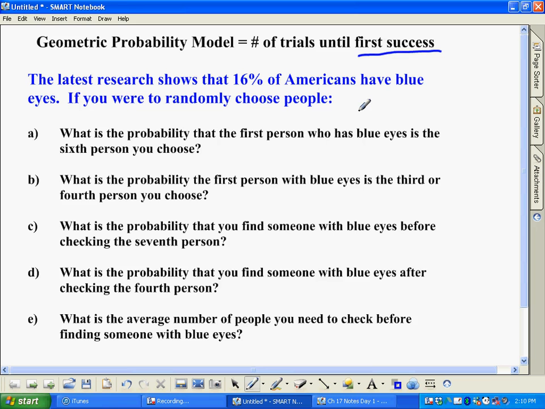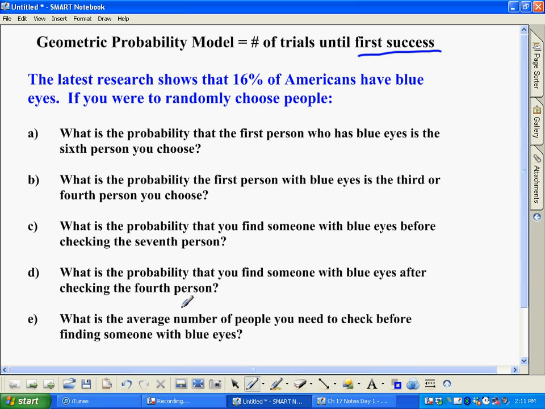So in this case here, the latest research out there shows you that 16% of Americans have blue eyes. So using that figure here, we're going to answer a series of questions, and all these questions have to do with geometric probability because, like in this case here, it says, what's the chance that the first person who has blue eyes is the sixth person you choose? So you're going to keep picking people until you find somebody who has blue eyes. Same thing here, except this time it's the first person with blue eyes is either the third or the fourth person, etc., etc. So it's all about going until you find somebody who fits a certain criteria, in this case blue eyes, and then you stop.